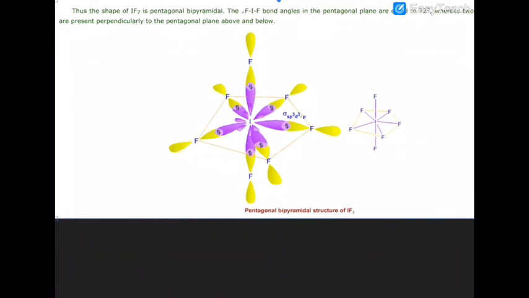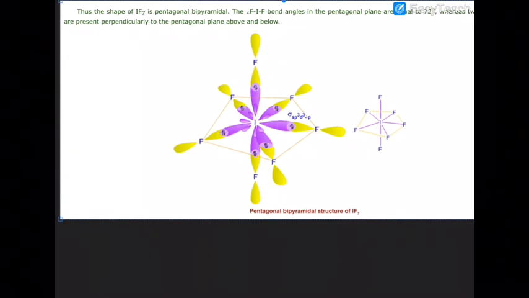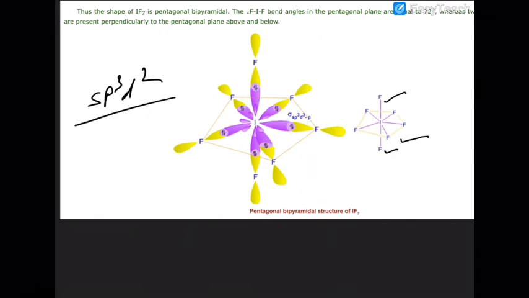Now look at that picture once more. Here you have the 5 corners of the pentagon, and the 5 corners are occupied by fluorine atoms. 1 fluorine is above and 1 fluorine is below the plane. So this is a very good example of sp3d3 geometry.